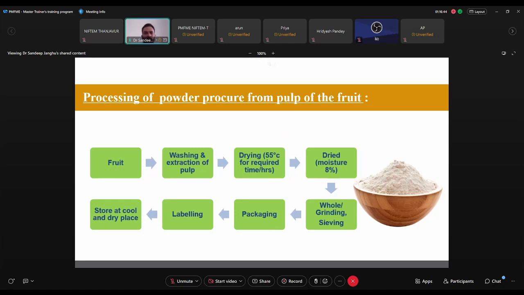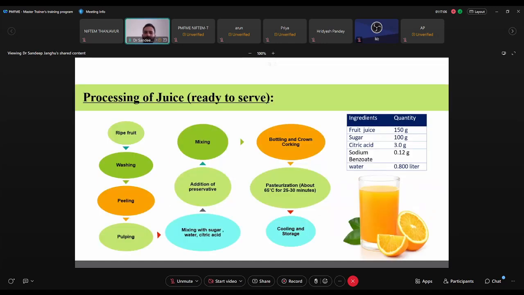Powder preparation: most of the fruits, like earlier, as we have seen, we usually dry at 55 degrees centigrade for most of the herbs and spices. And we achieve moisture content of around 8%. After that, pulverizing, packing, labeling, storage and dispatch can be done.